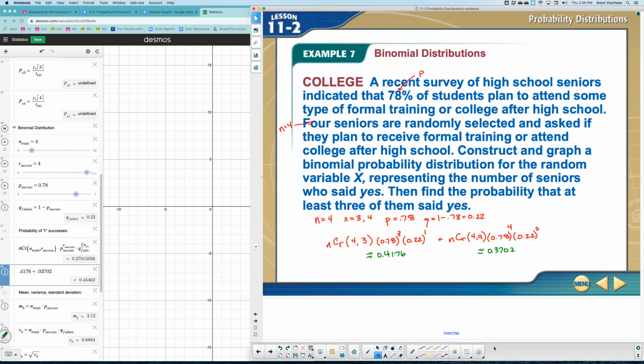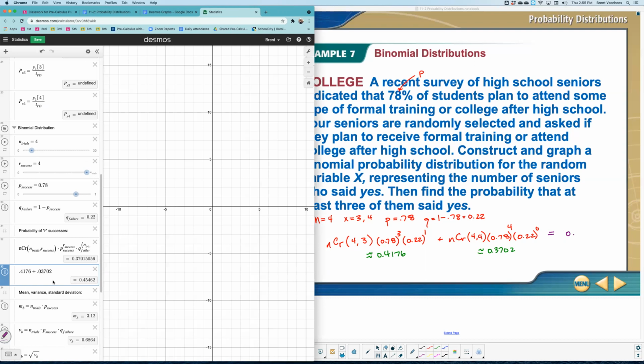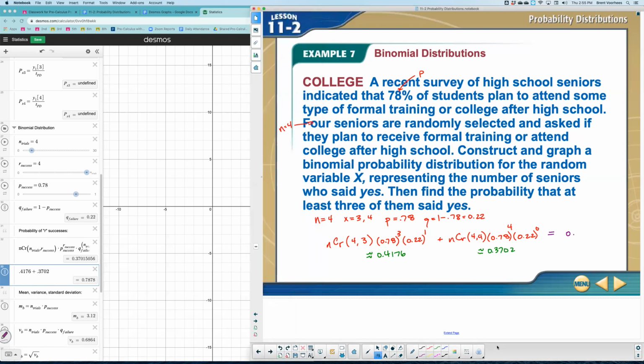I get the probability of at least 3 occurring is 0. Oops, I put a 0 in the wrong place here. There you go. Probability is 0.7878, or 79% chance that at least 3 seniors will go to college or get training. And that would be our solution there. So that's how you would interpret that data.